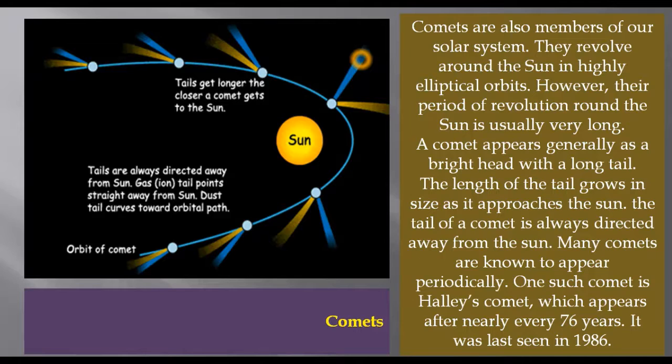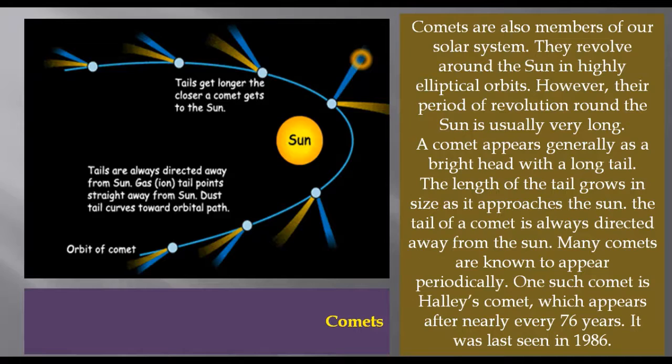And again, comets are also members of our solar system. These revolve around the sun just like the planets. And each comet follows its own orbit around the sun. Their orbits are very large and highly elliptical, due to which they remain very far off from the sun. And most of the time, they are far off and can be seen very rarely when they come close to the sun. The period of revolution of a comet around the sun is very, very large.